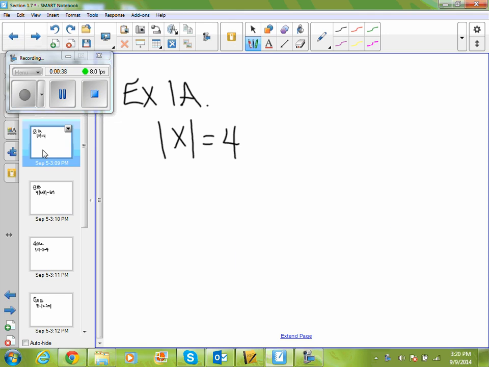Okay, so if we're given the absolute value of x, those are our absolute value bars, absolute value of x equals 4, then I know that x is going to equal 4, or I know that x is going to equal -4. Okay, so let's look at another one.